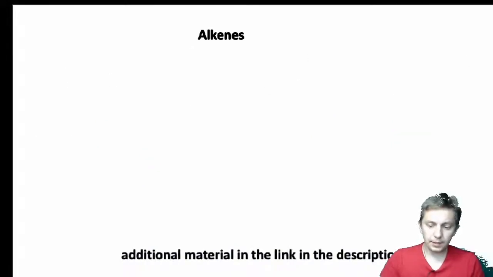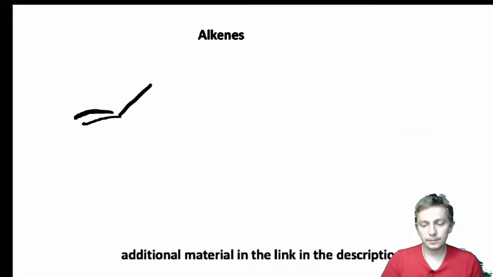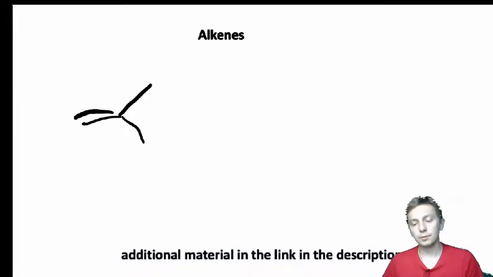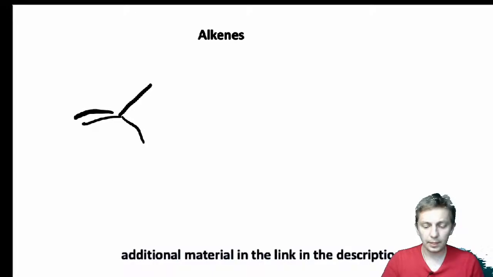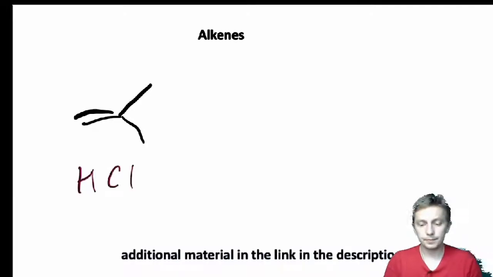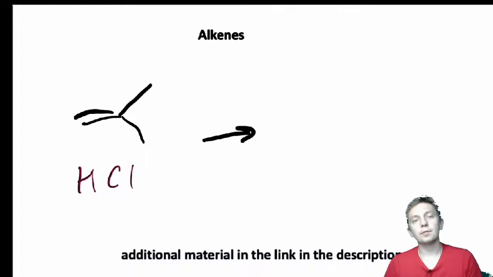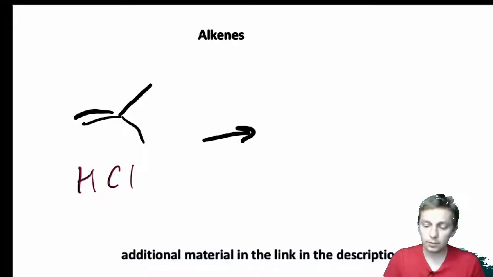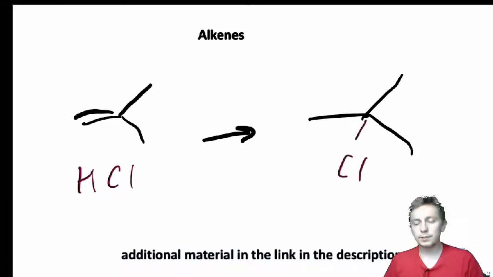Another case, we're dealing with 2-methylbutene, and we want to add HCl. Here also a reaction of addition. We have two options. Hydrogen can move to the left side and hydrogen can move to the right side. And according to Markovnikov's rule, hydrogen moves to the place where there is more hydrogen. So the product of addition will be 2-chloro-2-methylbutane.